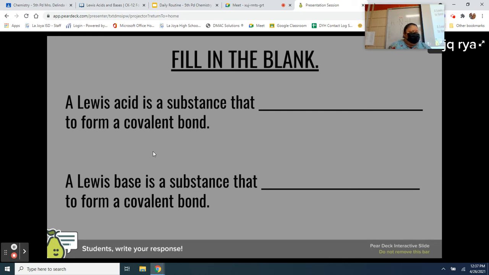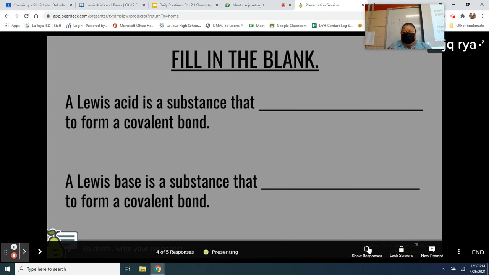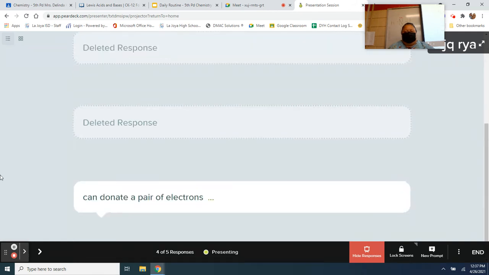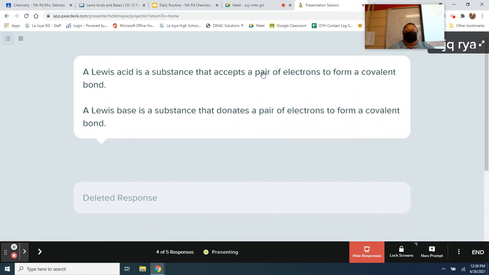Okay, let's look at the answers that you guys provided. I have 4 out of 5 responses. Great job, guys. Very good. A Lewis acid is a substance that accepts a pair of electrons to form a covalent bond. Can donate a pair of electrons. Very good. That's a Lewis base, right? Bases will donate. Lewis acids accept. Just like she said it over here.